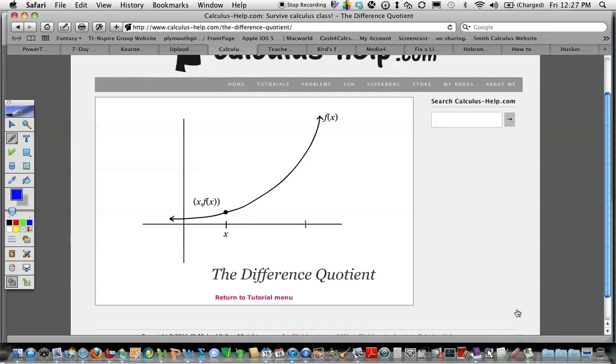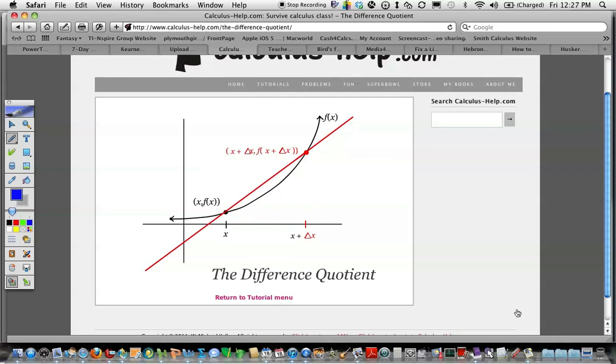I'm going to move a small distance to the right of x, and I'm going to call this small distance delta x. It's mathematical language for the change in x. Therefore, this new location is a total distance of x plus delta x from the origin, and this new point has coordinates x plus delta x, comma, f of x plus delta x.